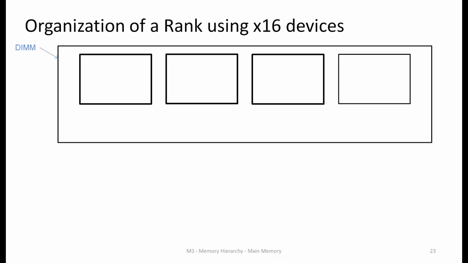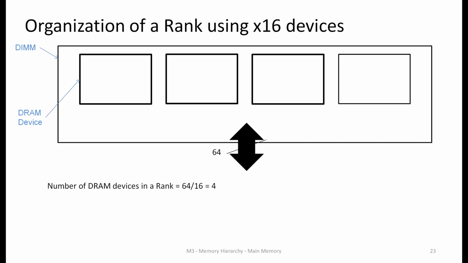Let's assume this is one DIMM. It has 4 DRAM devices of x16 width. Now when we say that the channel width of this DIMM is 64 bits, the number of DRAM devices that would form my rank is given by 64 on top of 16, which is 4. It means that these 4 devices work together to give me the 64 bit of data. Each of these devices gives me 16 bit.